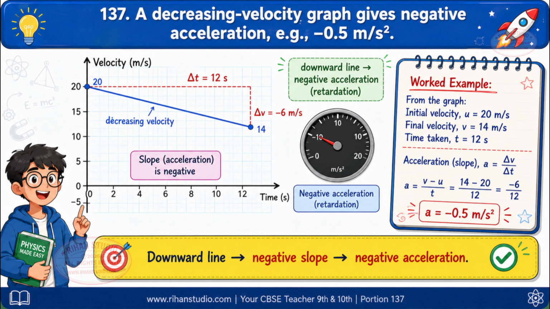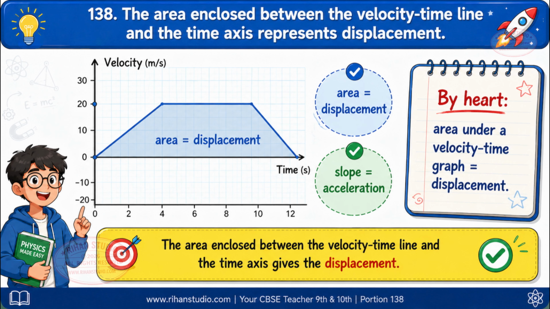For a downward line, the slope comes out negative, giving a negative acceleration or retardation, for example, minus 0.5 meters per second squared. The area enclosed between the velocity timeline and the time axis represents displacement. A second key result: the area under a velocity time graph between the line and the time axis equals displacement. By heart, the area under a velocity time graph equals displacement.